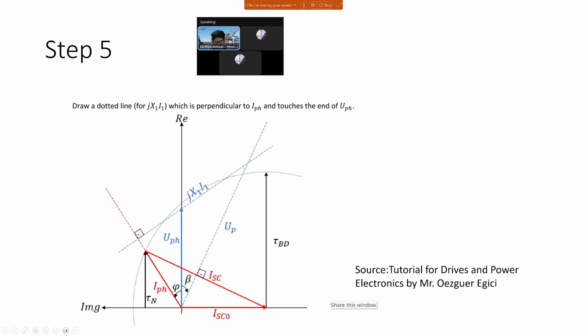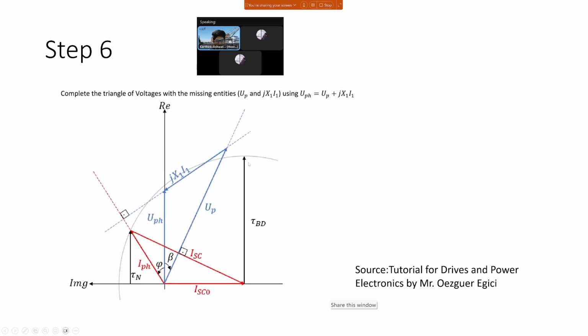And wherever this line intersects with UP, that is your pole wheel voltage value. So that is UP. This is JX1I1. And notice again, vector law of addition is working. Earlier we saw this equation UPH equals UP plus JX1I1. UP plus JX1I1 gives me exactly UPH in vector terms.